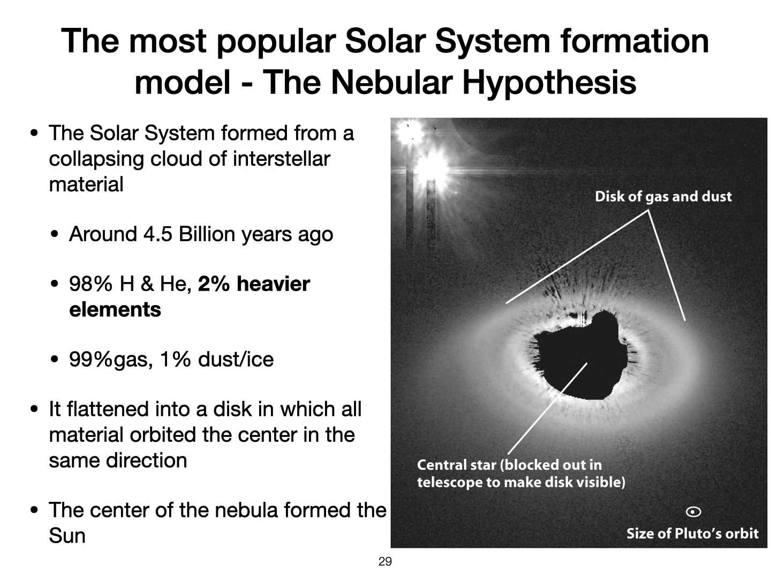How do we know that this might be true? We have seen this around other stars. So here's a picture of another star with the central star blocked out because it's too bright and it overwhelms the brightness of the disk. And you can see a disk of gas and dust around it. We've seen many, many instances of this. This disk of gas and dust is way larger than the size of Pluto's orbit around the sun.